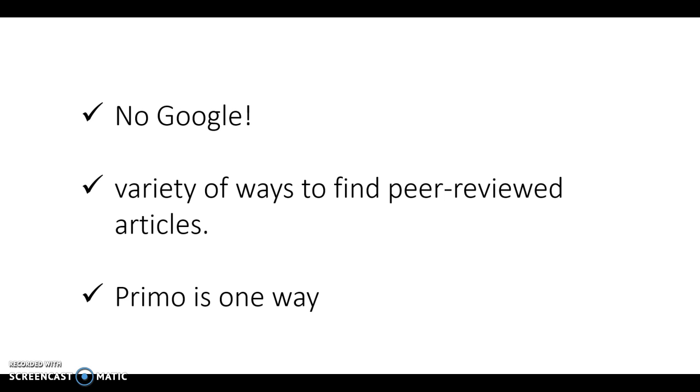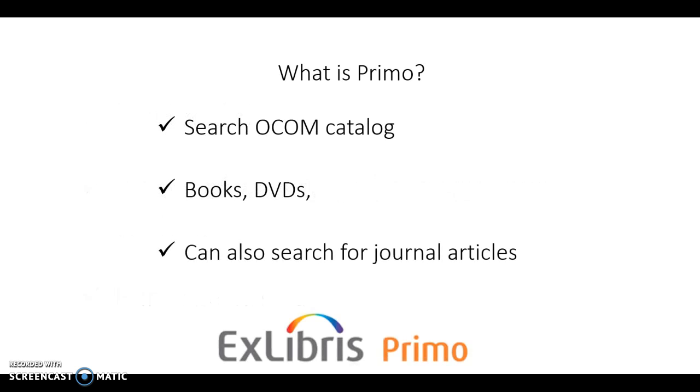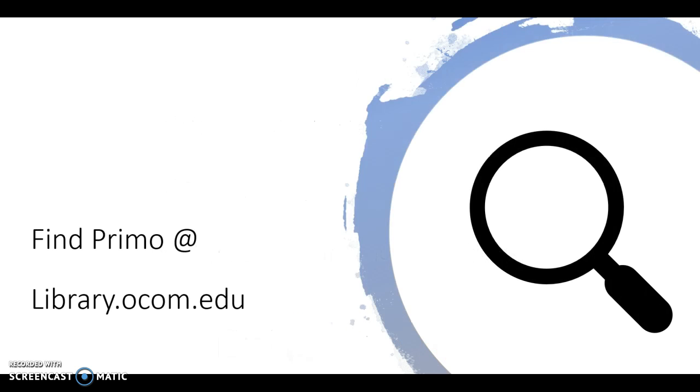You can't find these with Google. There are a variety of ways to find them, and Primo is one. Primo is the system that OCOM uses to search the catalog for books, DVDs, and more. But it can also be used to find these journal articles. You find Primo at the library's homepage.